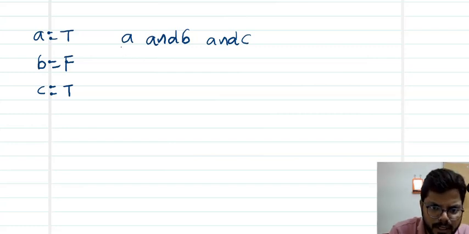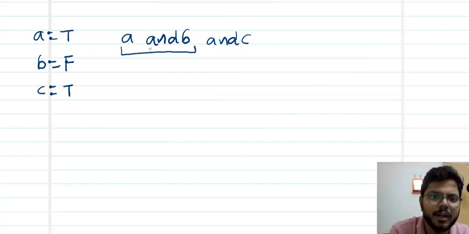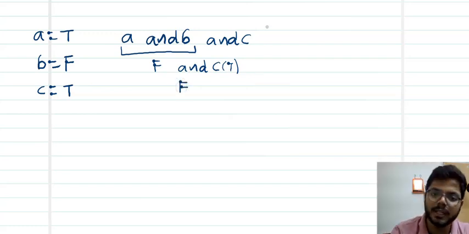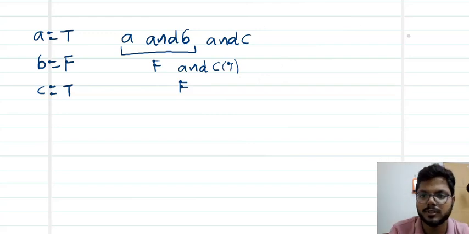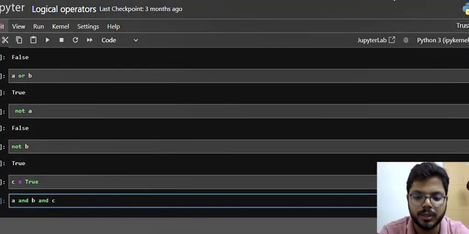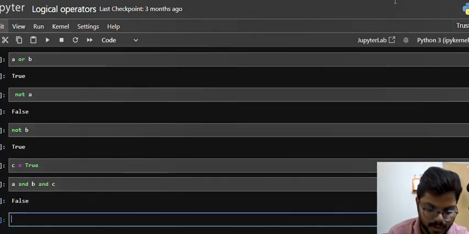Now my system will calculate in this manner. What is A and B? True and false, it is false. Now false and C. What is C? It is true. So false and true, what is the answer? False. Now in this manner it will proceed. If you see carefully, if I execute it, the answer should be false. Hope you are understanding it.